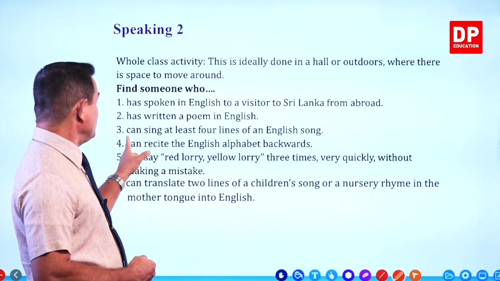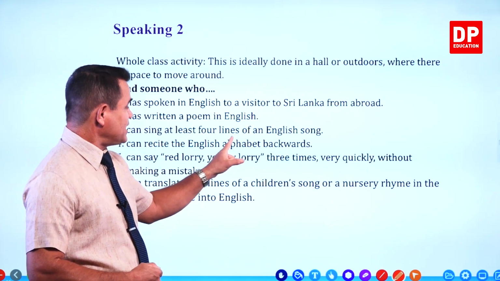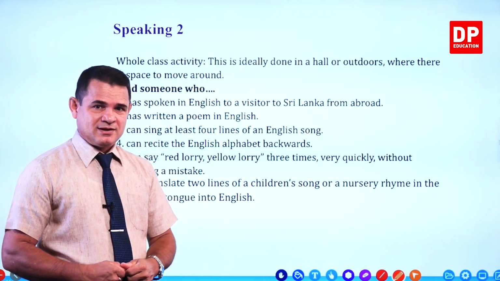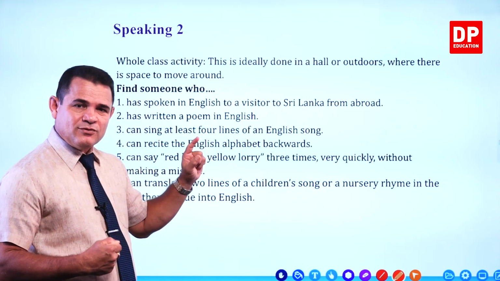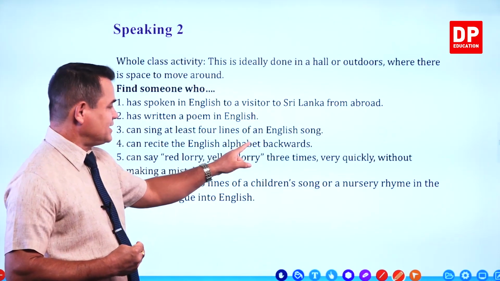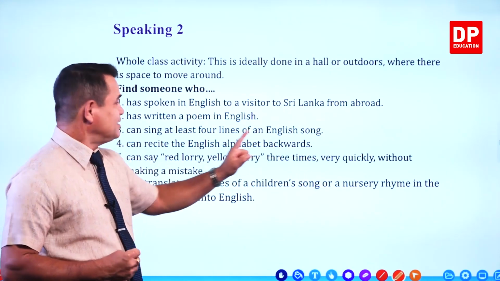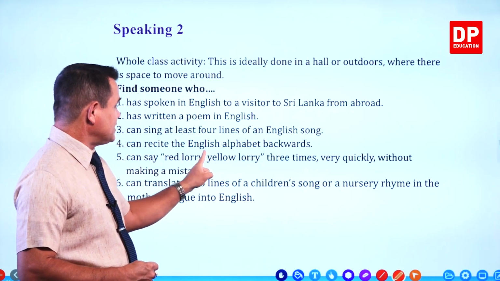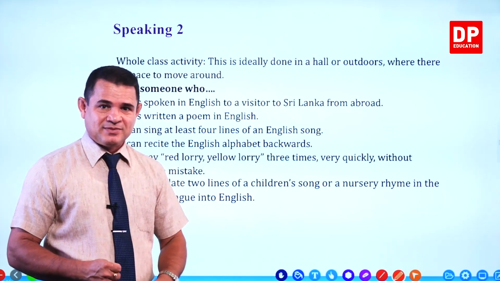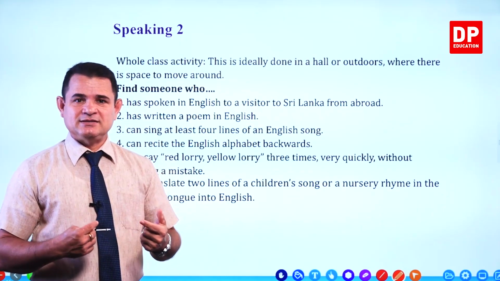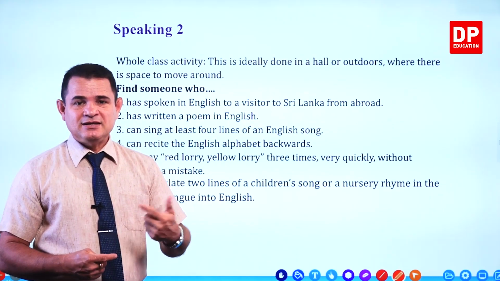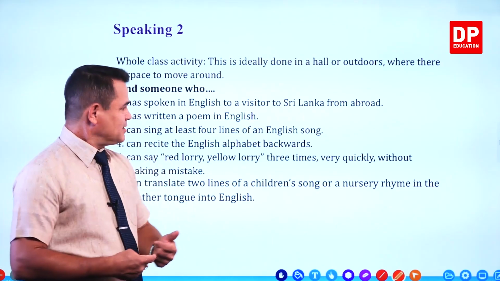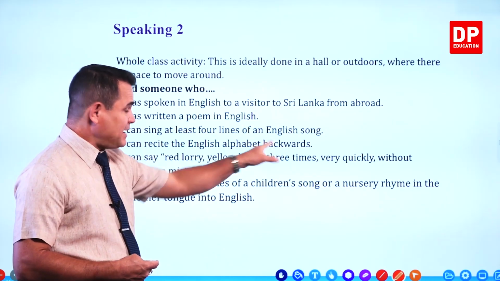And find someone who can sing at least 4 lines of an English song. And next one, find someone who can recite the English alphabet backwards. The English alphabet has 26 letters.